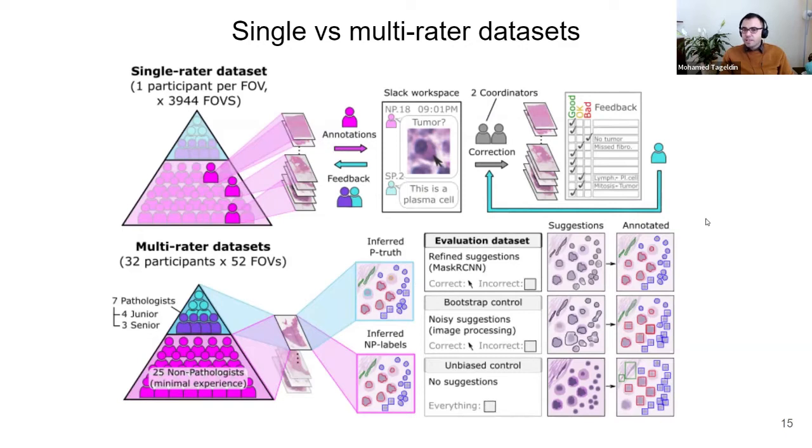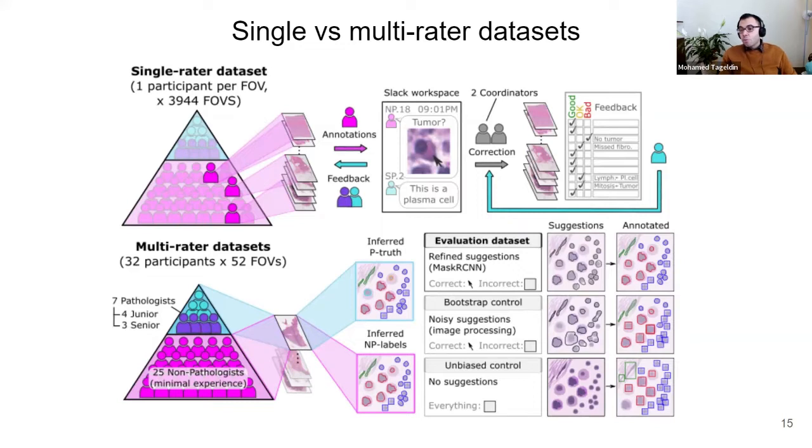We had the evaluation data set, which is essentially using the exact same workflow that I talked about with the refined suggestions from Mask RCNN, but having multiple people annotate the same area. We had a bootstrap control where we don't apply Mask RCNN refinement at all. We just look at the classical image processing to see if the refinement improves things. And then we have the unbiased control, where we say, just please annotate everything you see. You're not going to see anything to bias your perception of what the nuclei are.